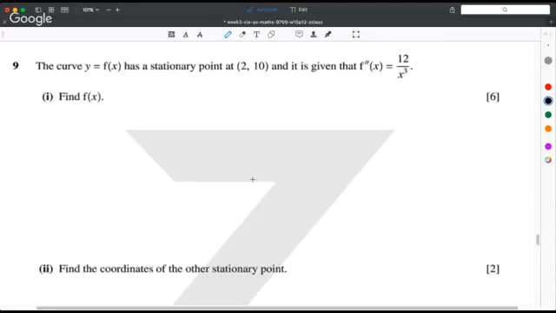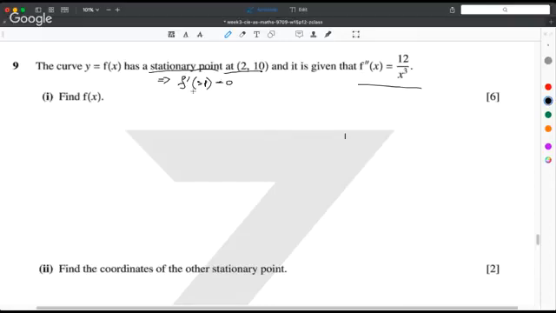Question 9, integration. So this is just about integrating a few times and keeping track. We're given the second derivative of the function, and we're given a fact about it, and we know that a stationary point means that f prime at the stationary point is equal to 0. So we're given these two facts.